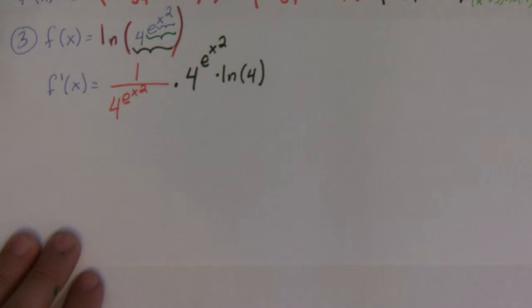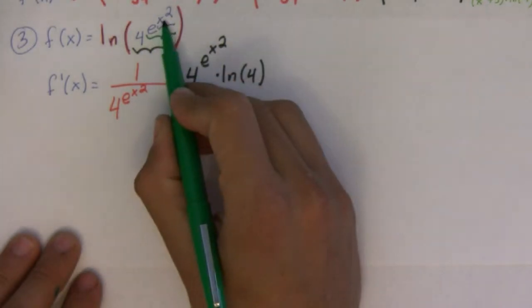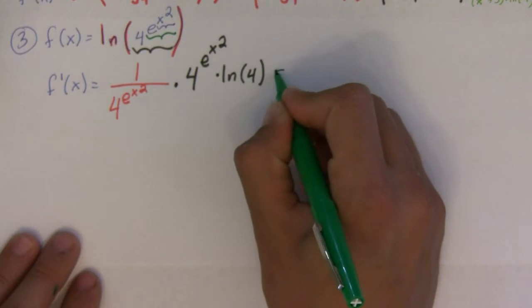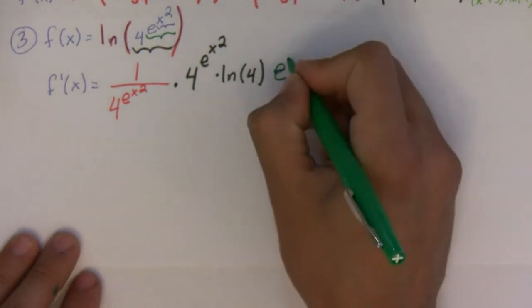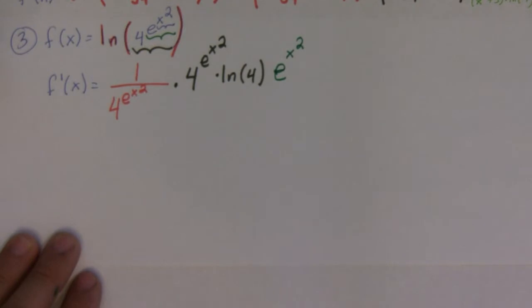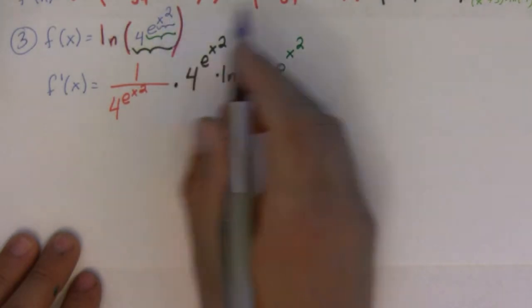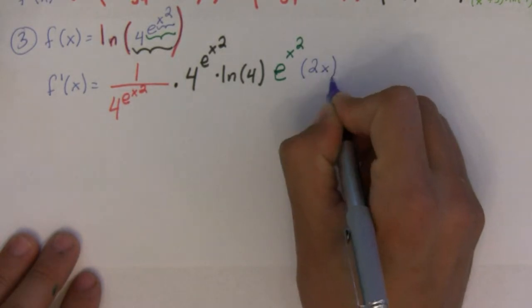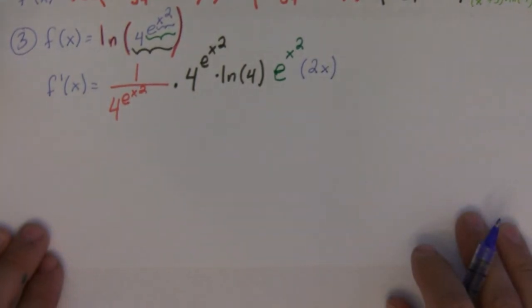Okay, and then we go one level further and get the derivative of e to the x squared. So the derivative of e to the x squared is itself, leaving the inside alone, times the derivative of the inside, which is just 2x. And that's it.